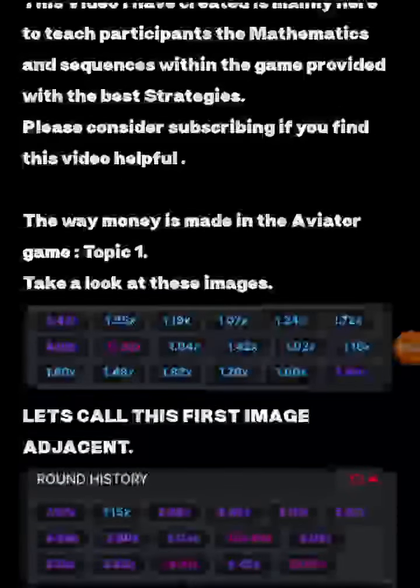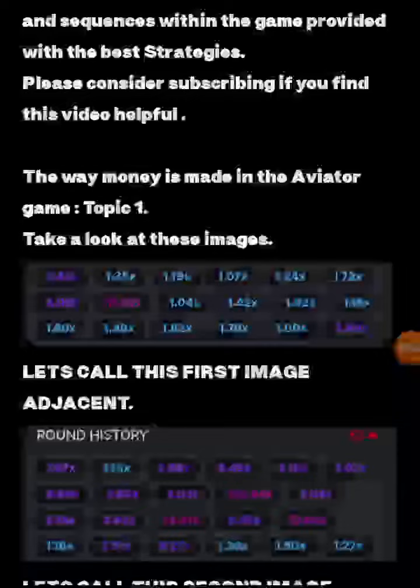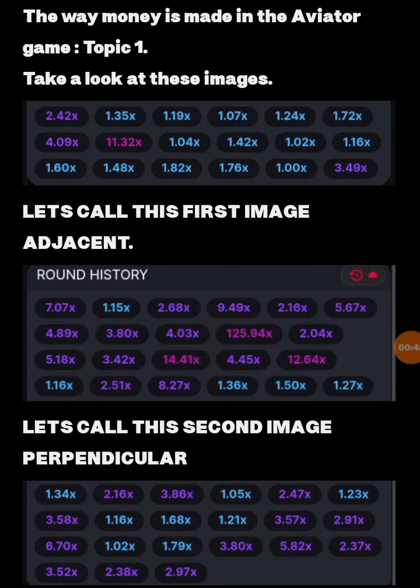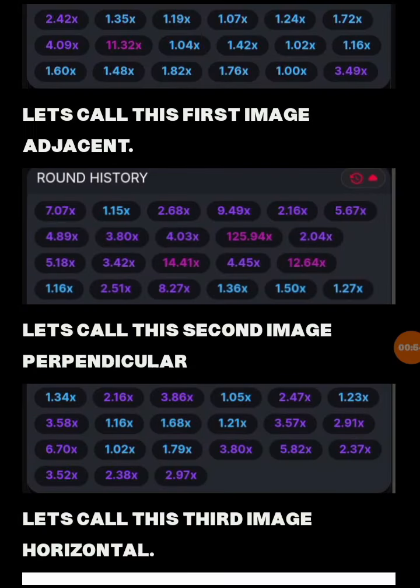The first topic I want you to understand. You can see I uploaded images right here. There's 1, 2, and 3. The first image, I'm calling it adjacent. The second image, I'm calling it perpendicular. And the third image, I'm calling it horizontal. Do you guys understand? So the first image is basically known as a collection phase. The second one, which is perpendicular, is known as a happy hour. And the one that is called horizontal is a 50-50 margin whereby it's breaking even.